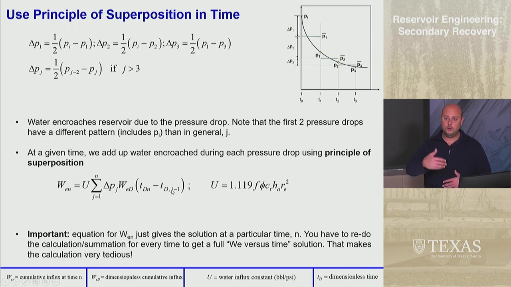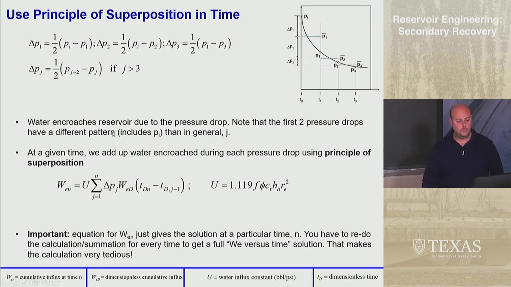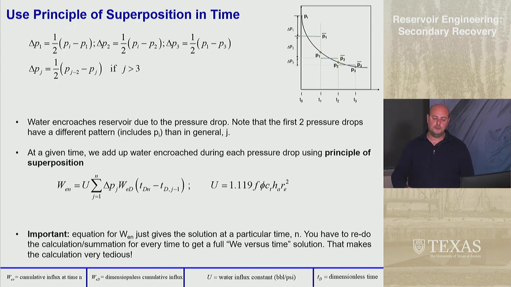At that delta T, you go to your graphs or your table or your Edwardson et al. solution. You calculate WeD. You multiply it by your delta Pj, where j is going from 1 to n, and our delta Pjs are given by these equations up here. And then you do that summation from j equal to 1 until the final time step that you're interested in. And you multiply that sum by your U, which is given by this equation. We've seen it before, and you get the cumulative water encroached.